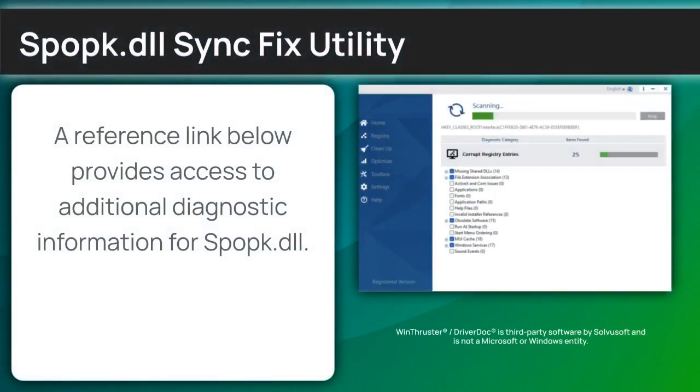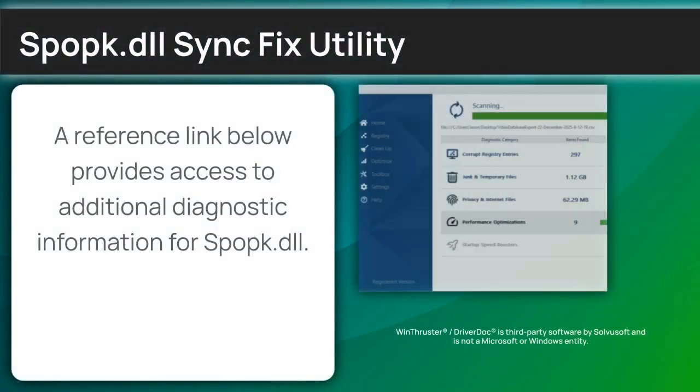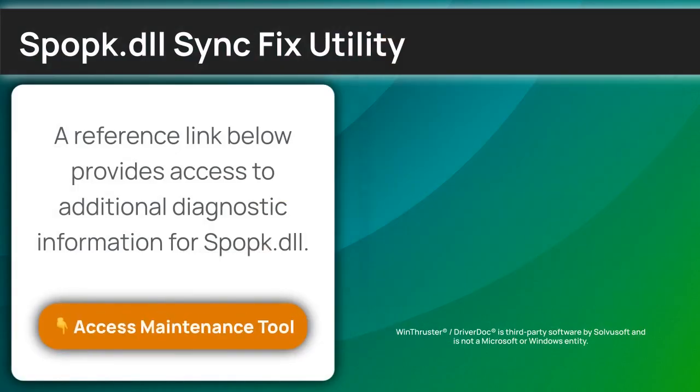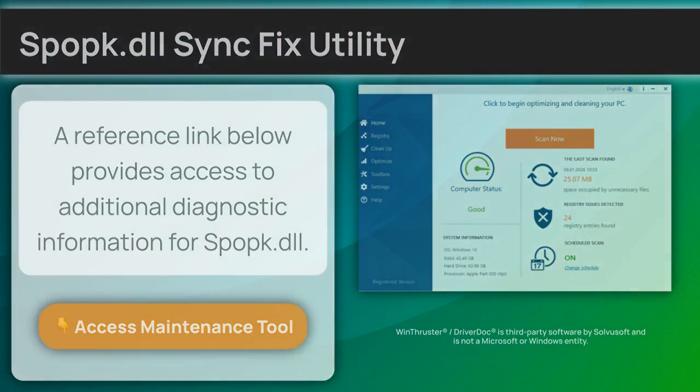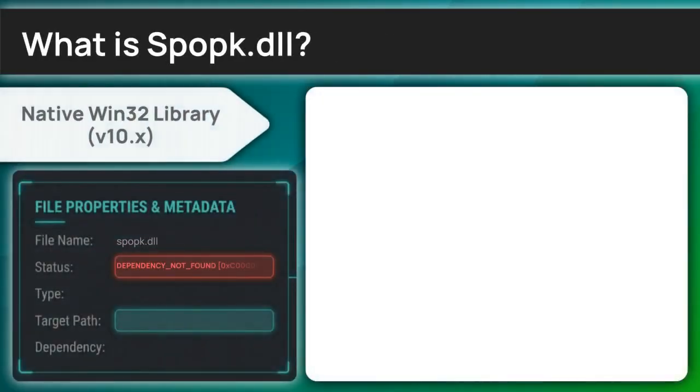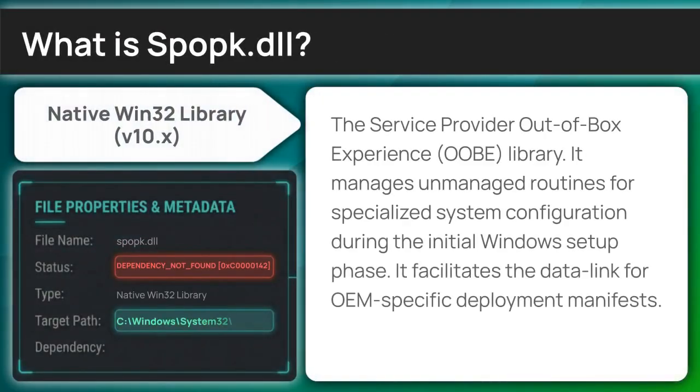To start our guide for Spopk Library, you can follow the manual steps or use the suggested tool for workstation health. This is the Spopk Library, the Service Provider Out-of-Box Experience, OOBE library. It manages unmanaged routines for specialized system configuration during the initial Windows setup phase. It facilitates the data link for OEM-specific deployment manifests.